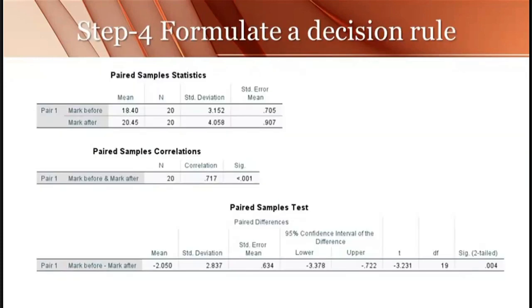Now, the formulated decision rule. This is the outcome of SPSS, what we have conducted. And we are going to do the same exercise when we talk about the paired sample t-test. Now, based on the test result, we are going to decide whether we are rejecting our null hypothesis or failing to reject our null hypothesis.